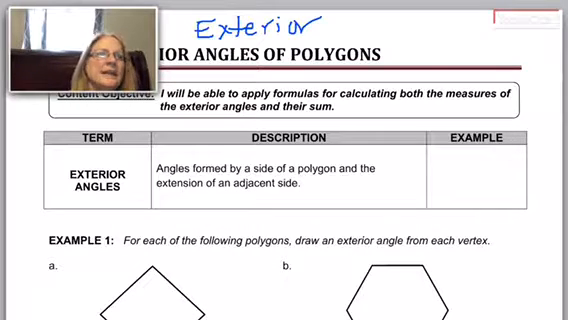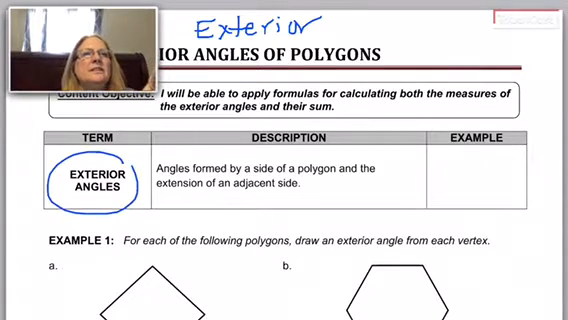This lesson is exterior angles of polygons. We want to be able to apply formulas for calculating both the measures of the exterior angles and the sum of the exterior angles. So first, what is an exterior angle? It's an angle formed by the side of a polygon and the extension of an adjacent side.